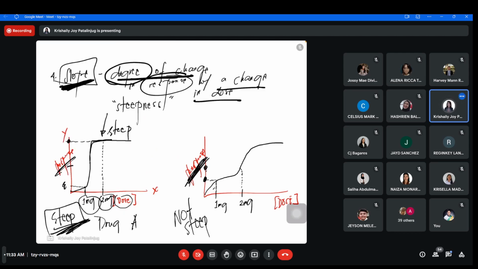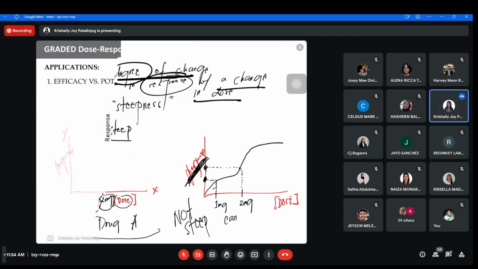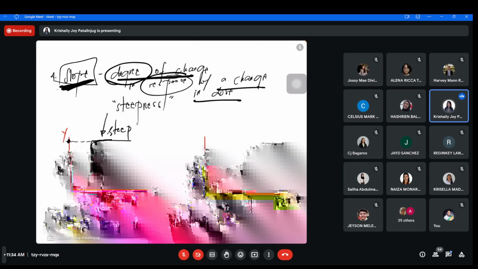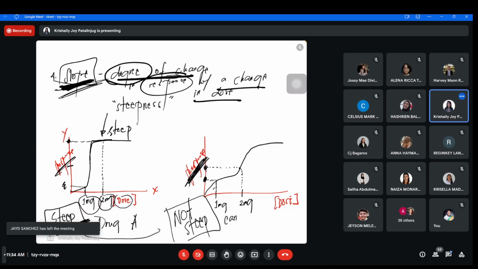Okay pa rin yung effect, no? Hindi ganun ka-drastic compared sa steep plotted nga graph. So between the two, ang can be adjusted with no drastic degree of change sa response would be the not steep nga slope. Okay, so it can be adjusted. Okay?